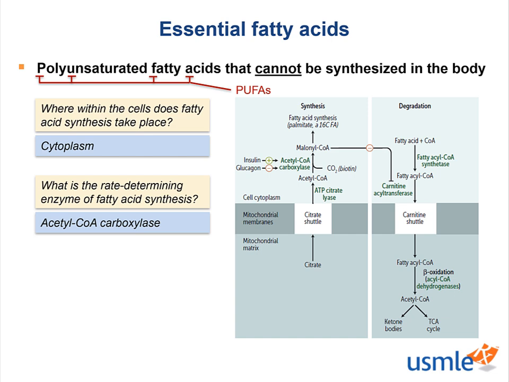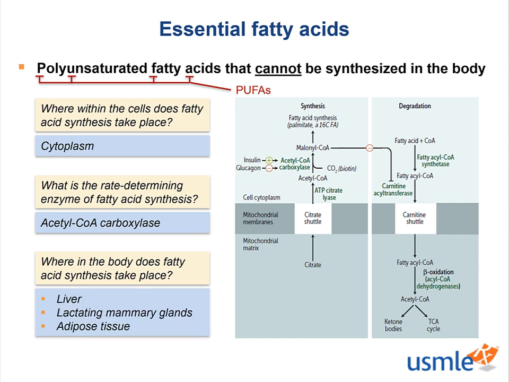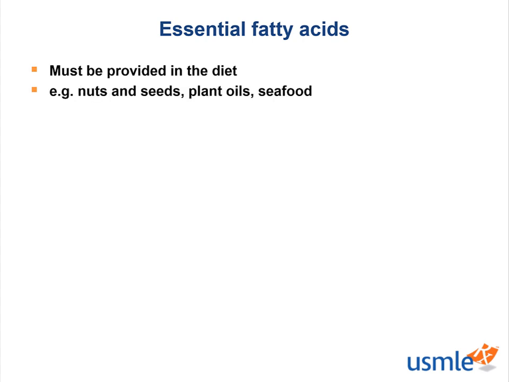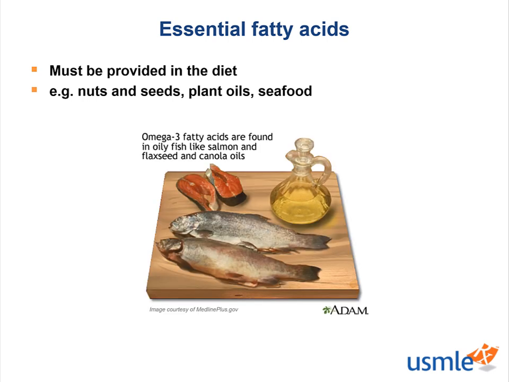One more question before we move forward. Can you remember where in the body fatty acid synthesis takes place? There are 3 main sites. Okay, if you're thinking the liver, lactating mammary glands, and adipose tissue, then that's great. Well, if essential fatty acids cannot be synthesized in the body, then they must be provided in the diet. Good sources of them include nuts and seeds, plant oils, and seafood, as you can see here.